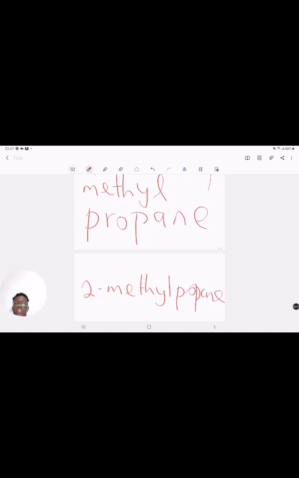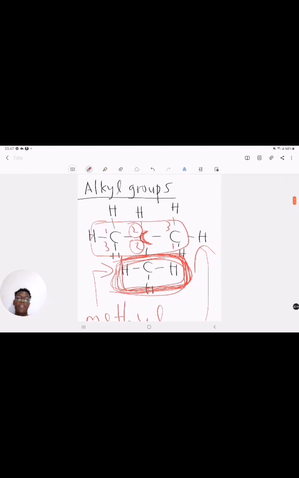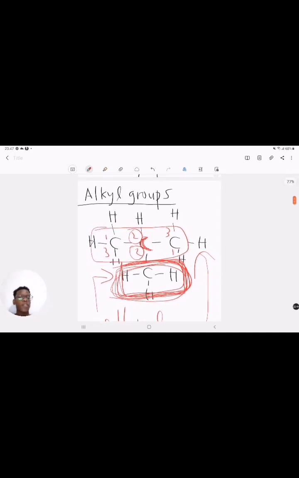Propane. So this is 2-methylpropane. That is the name of this compound. Let's do another example. I was going very slowly there because that was the first example that we did, but now I'm just going to increase the pace a little. It's very easy.